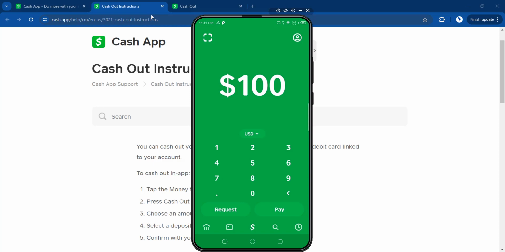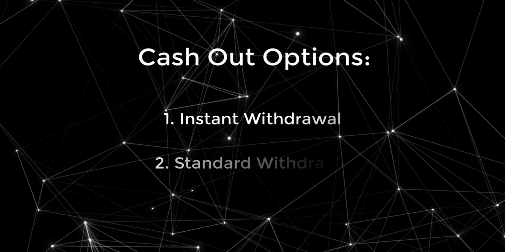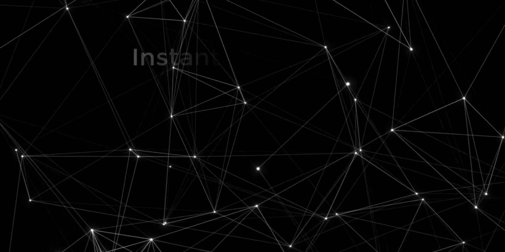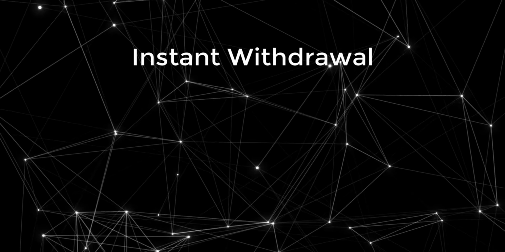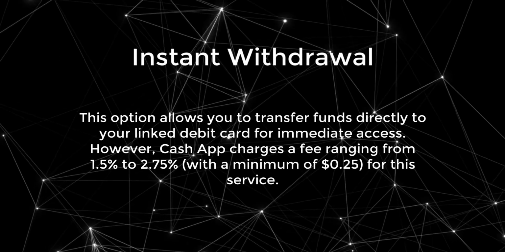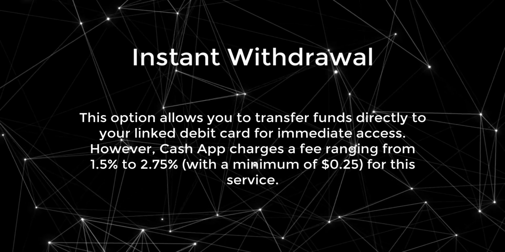Okay, so before we head on to the Cash App steps, I would like to give you more light on the different methods Cash App offers for withdrawals. Cash App offers two methods to withdraw money from the platform. You have the instant deposit option and the standard withdrawal. The instant withdrawal option, as the name predicts, lets you withdraw money from the platform within seconds, or let's say a minute.